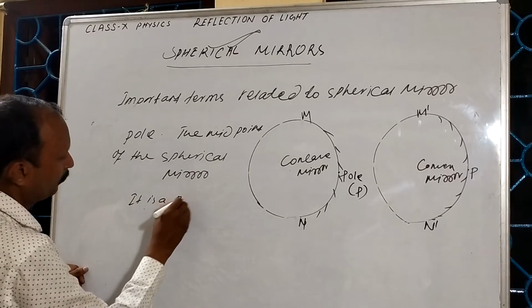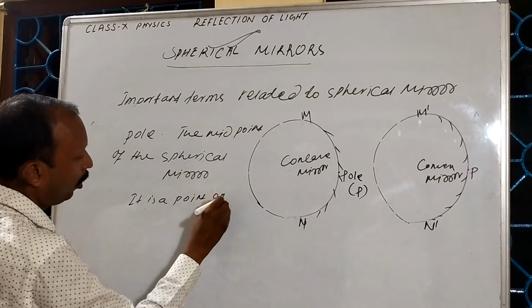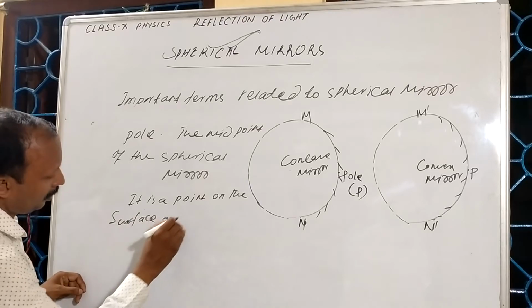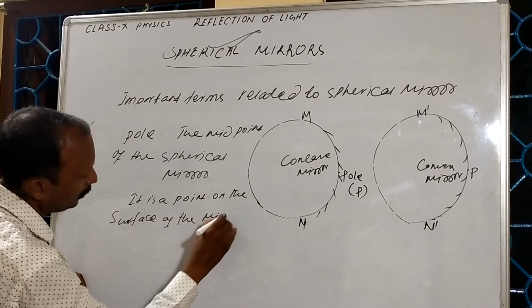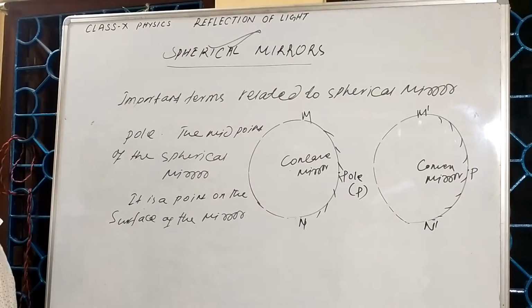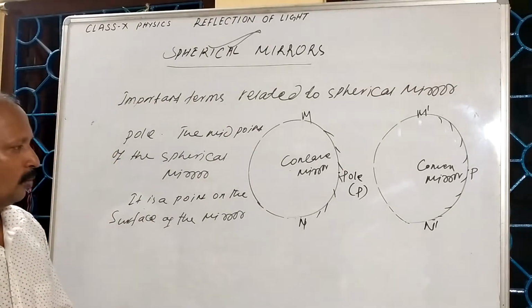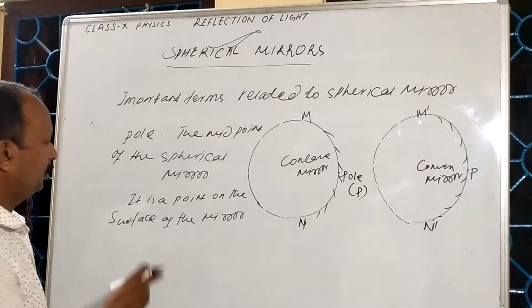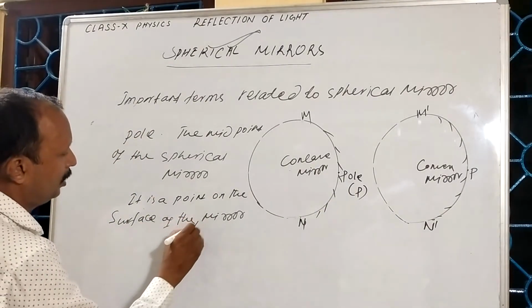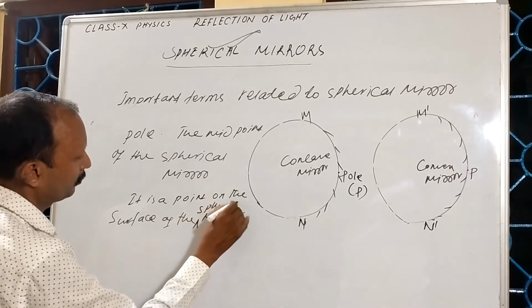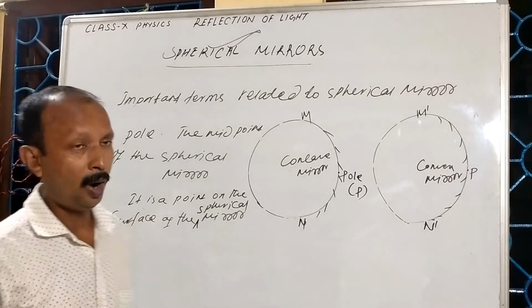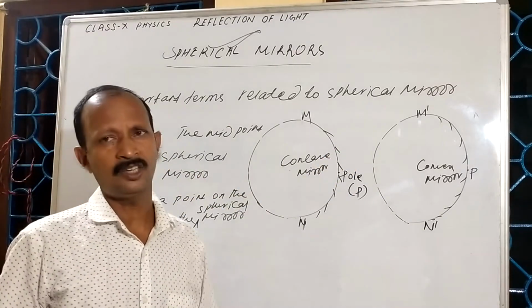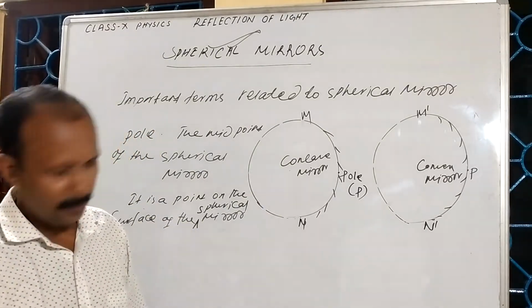It is a point on the surface of the mirror. This is the pole of the mirror, whether it is the convex mirror or concave mirror. So it is a point on the surface of the spherical mirror, whether it is the concave mirror or convex mirror. This is about the pole of the mirror.